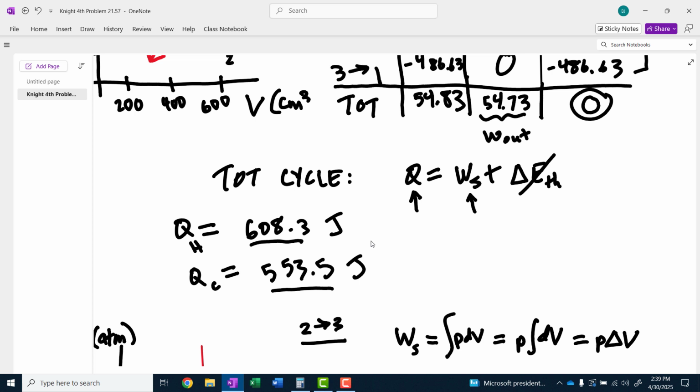So that's another check. For the whole cycle, let's check that work out. This is another equation that you should know how to use. It's the total heat absorbed minus the total heat rejected. I'll put a question mark here because we're curious to see whether that actually happens. So if I take the 608.3 joules and subtract the heat that was rejected, I do in fact get the 54.8 joules of net work that were done, which we already calculated right here.